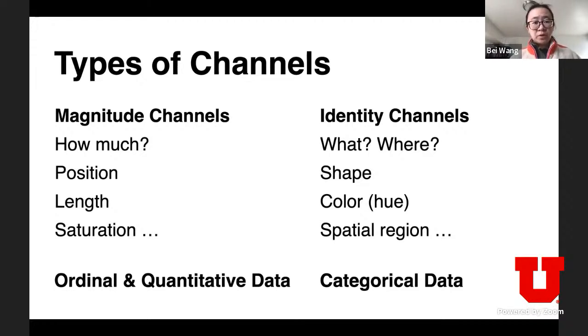You can use channels to encode magnitude, for example, how many data points there are. There you can use position, length, and also saturation to encode magnitude. You can also use channels to encode identity, for example, what the items are and where they are, using shape, color, hue, or spatial regions. And whenever we think about channels, we need to think about the type of data we are encoding: either categorical, ordinal, or quantitative. This is directly related to the color map we are going to discuss very soon.